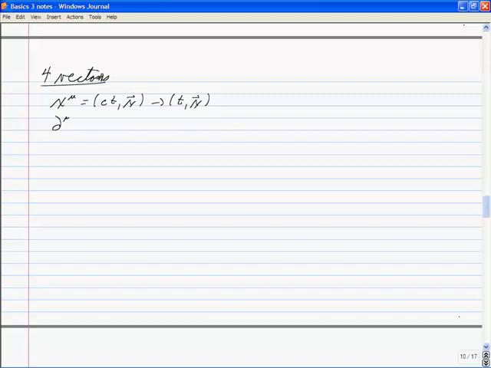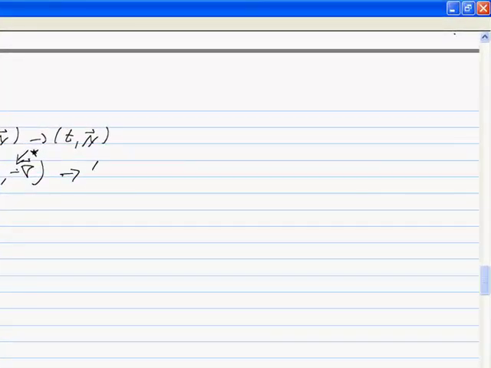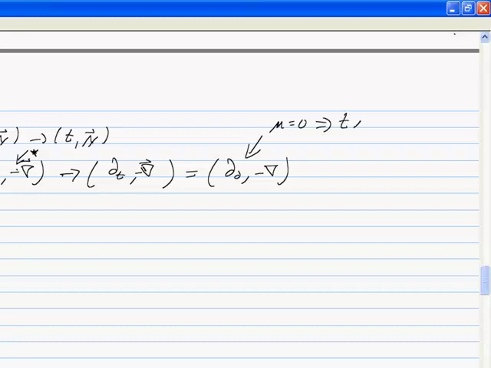The derivative four-vector is normally 1 over c d by dt minus del, minus the gradient. Bang, there's a minus sign there. That goes over then to just d by dt minus del, or sometimes we'll write it as d0 minus del. So mu equals 0 implies the time component.